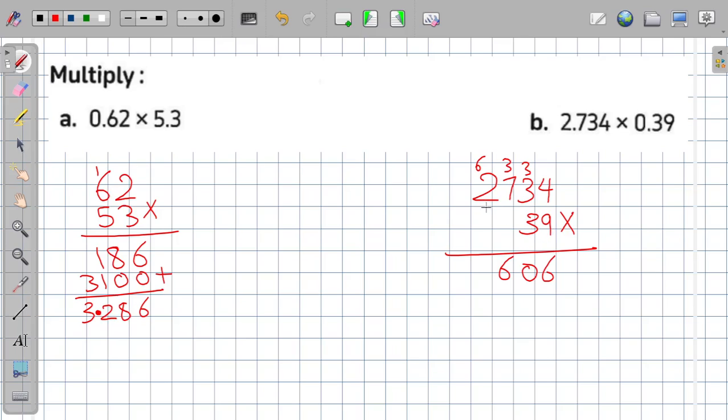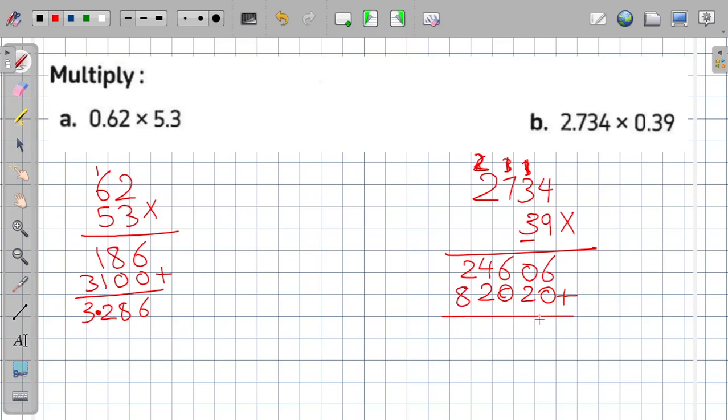9 by 2 equals 18. 18 plus 6 equals 24. So I have 24. Next, I will add 1 0 in the ones digit and I will multiply by 3. 3 by 4 equals 12. So I will write 2 and carry up 1. 3 by 3 equals 9 plus 1 equals 10. So I will write 0 and carry up 1. 3 by 7 equals 21 plus 1 equals 22. So I have 2 and carry up 2. 3 by 2 equals 6. 6 plus 2 equals 8.